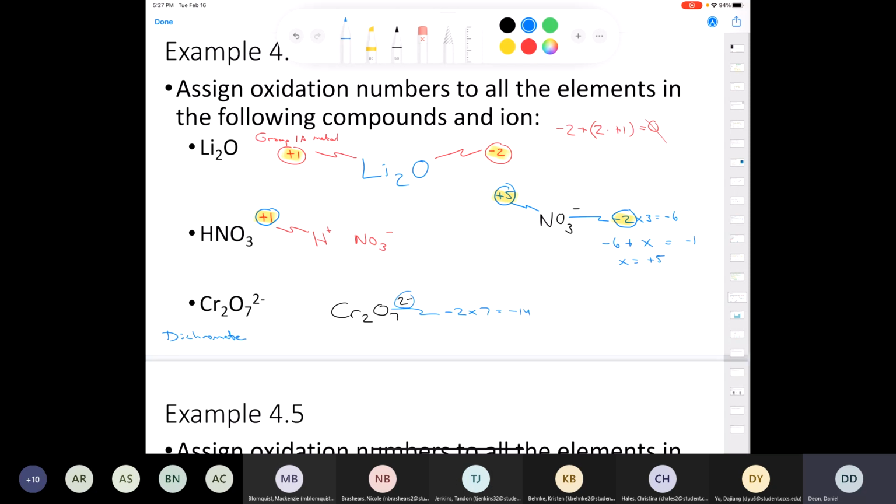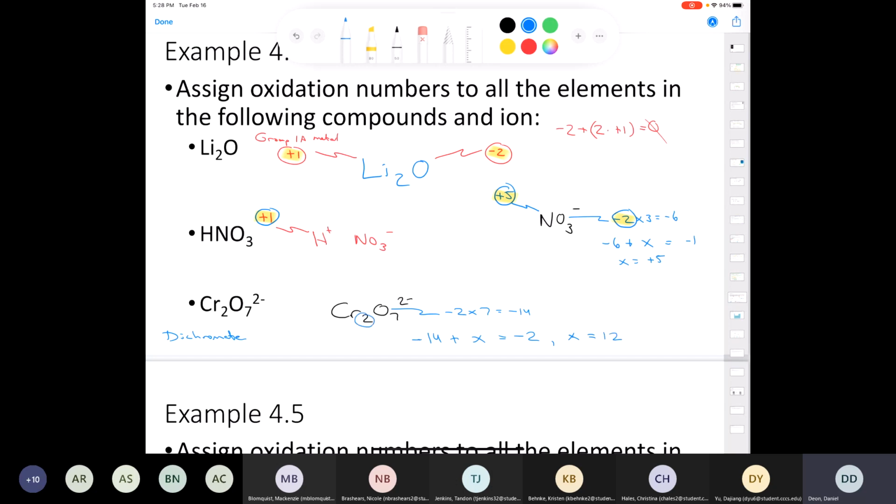The overall charge of my polyatomic ion is -2. So -14 plus x equals -2. What must my x equal?